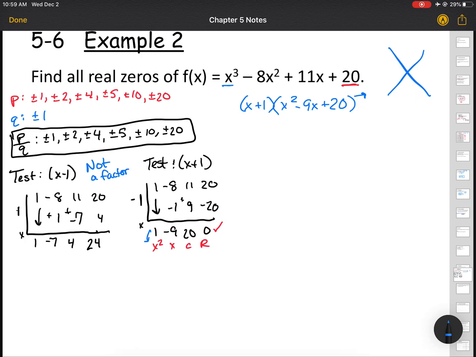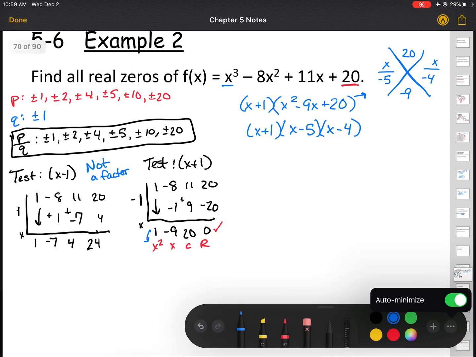I could use the x method with that. So a times c, or 1 times 20, is 20, and my b is negative 9. I'm trying to find factors that add to negative 9 but multiply to make 20. Well, negative 5 and negative 4 add to negative 9 but multiply to make 20. And my a in this case is 1, so I'm just putting 1x on top. So x plus 1, x minus 5 is a factor, and x minus 4. So that's factored all the way down completely.